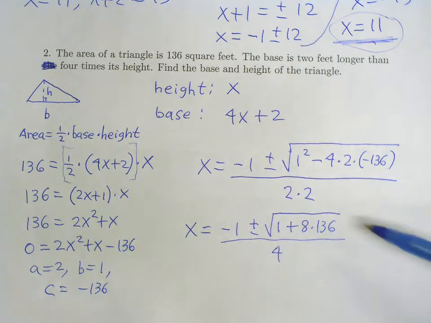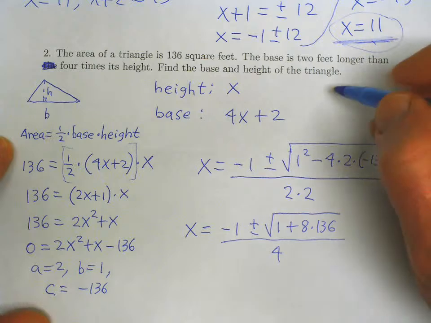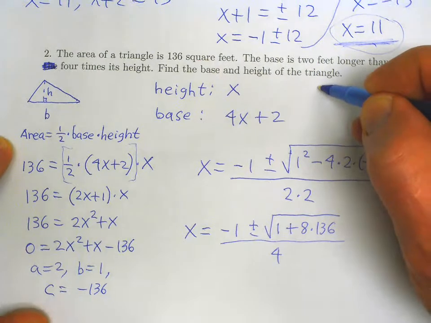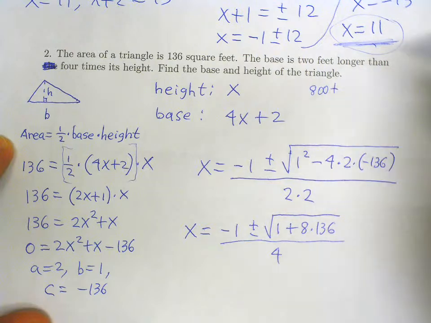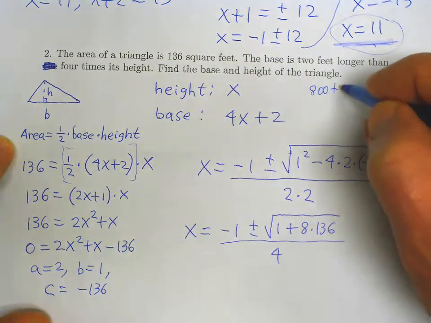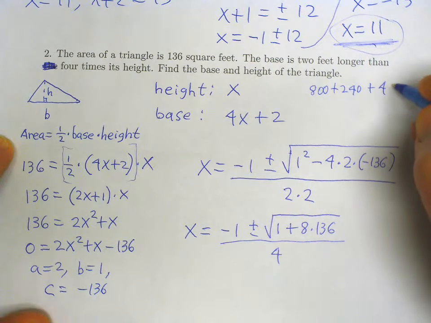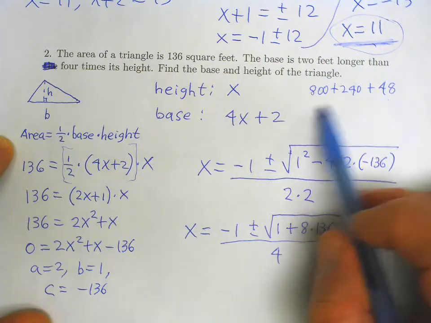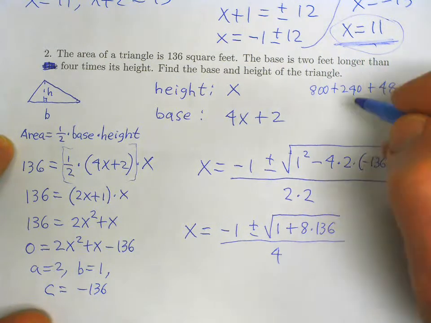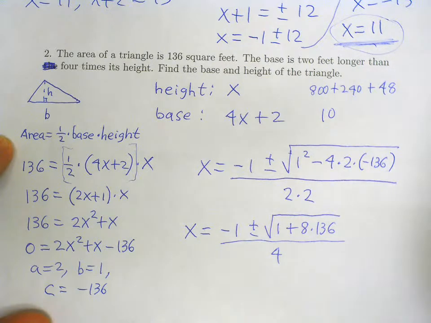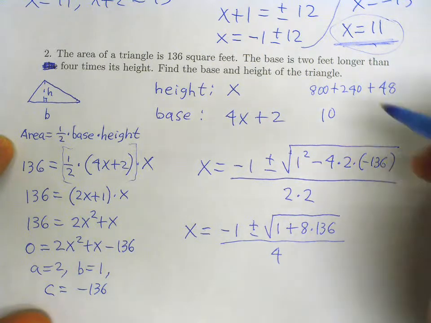Okay, so 8 times 136, I'm going to do the arithmetic up here. 8 times 100 is 800, and then 8 times 30 is 240, and then 8 times 6 is 48. And so this is 1088.